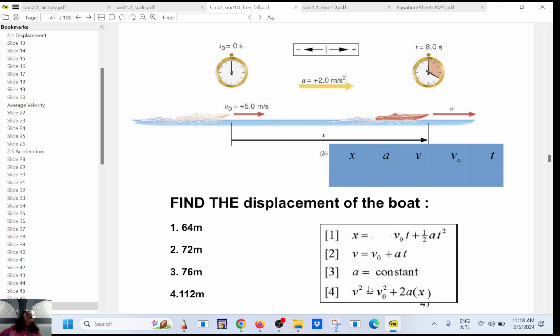So you see, you have your equations here. You should put a delta here. You should put a delta. Forgot the delta. You can put a delta here. That means it's a displacement.